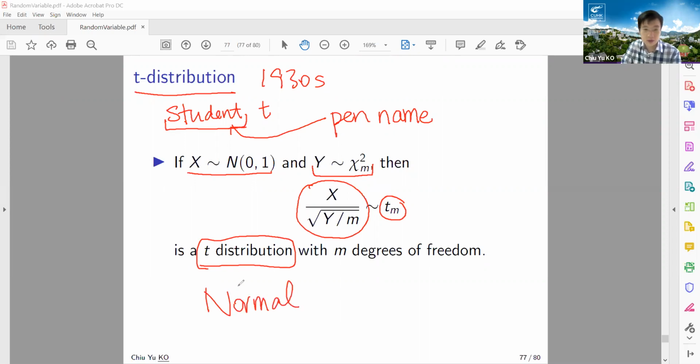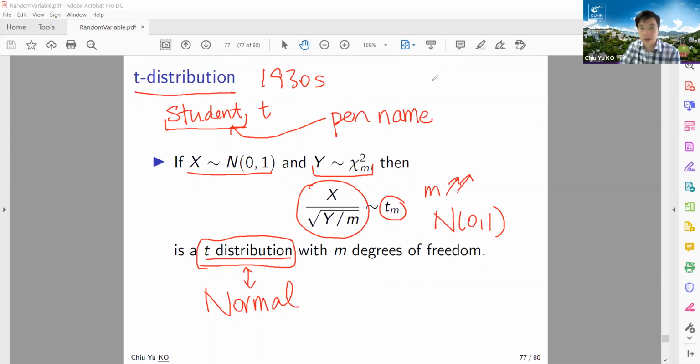And you will see normal and the t distribution are so close together. The t will be almost the most important thing for our purpose. And one important fact, which you will see in the next slide: when m gets bigger and bigger, it will be very close to normal.